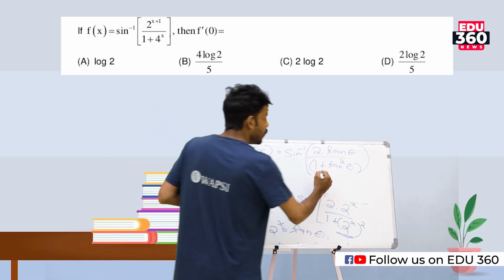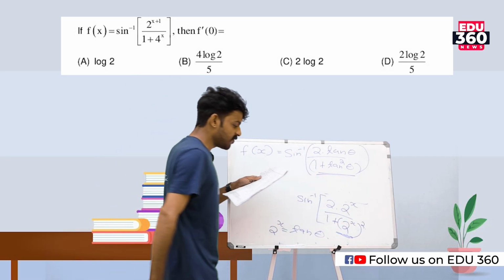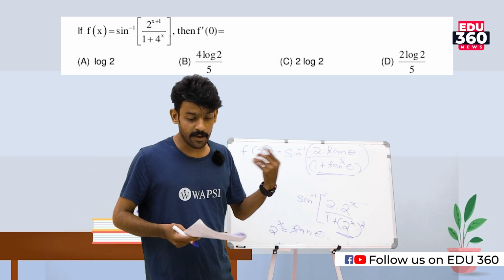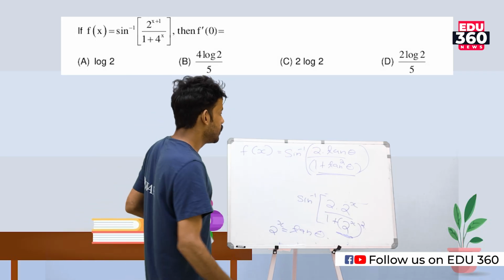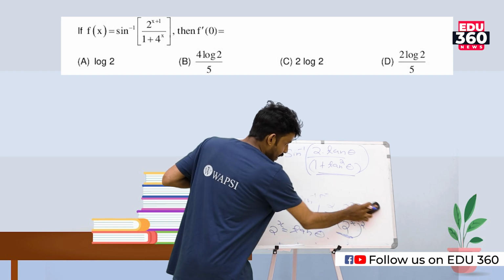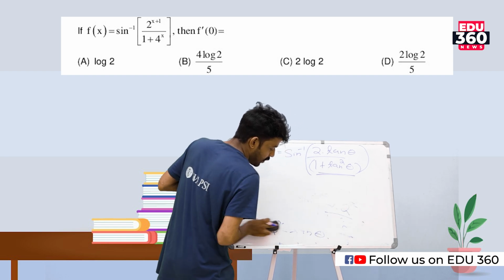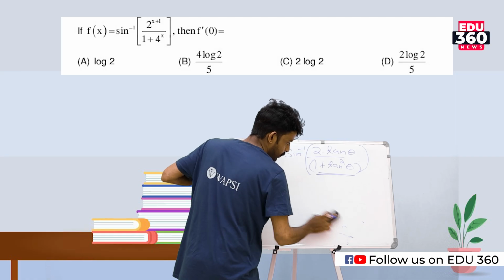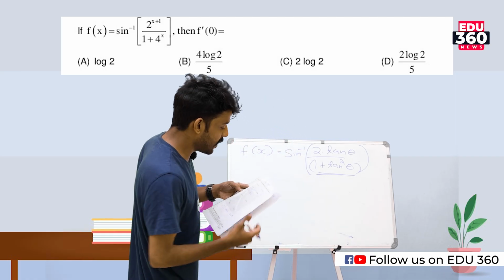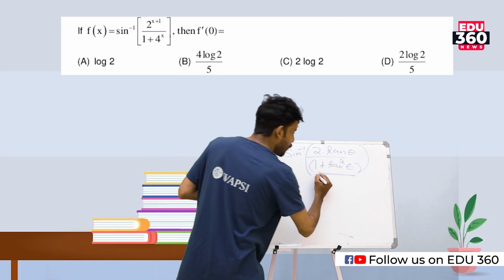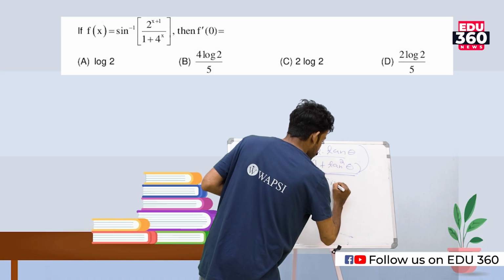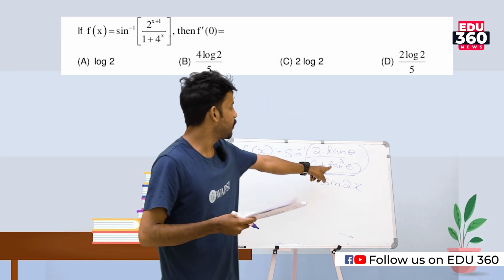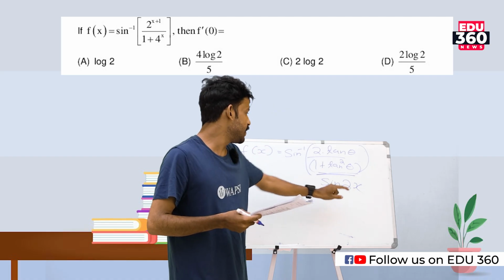Now look here. 2 tan x divided by 1 plus tan square x, what is that? 2 tan x divided by 1 plus tan square x is equal to sine 2x. Isn't it? Yes. So for this one we can substitute sine 2x.